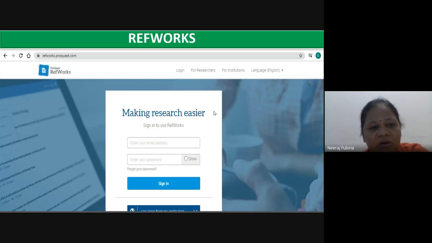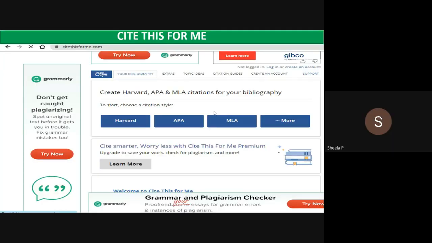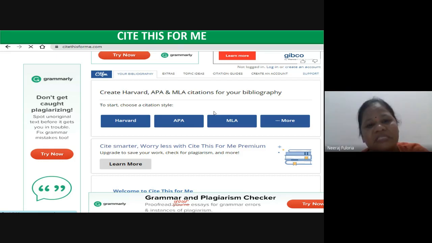Maybe. Okay, so you can use the RefWorks. You can use the site for this, but this is also not a free version. Sometimes it may give up to a certain limit, it will give you the free version. But this is also very good. You can generate references in Harvard style or APA style, whichever style you want.